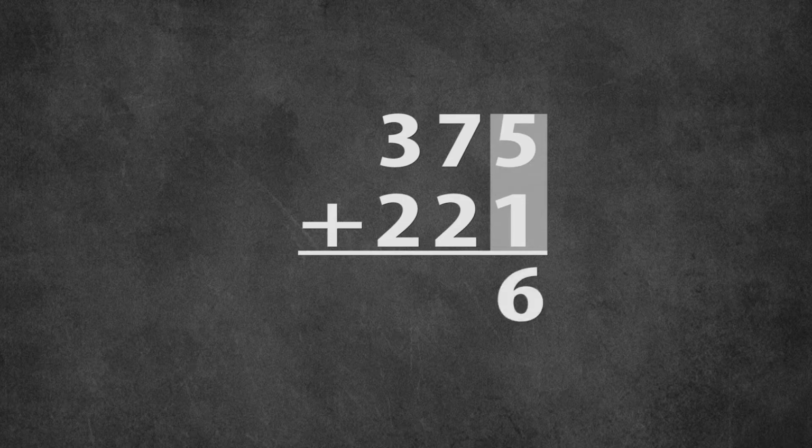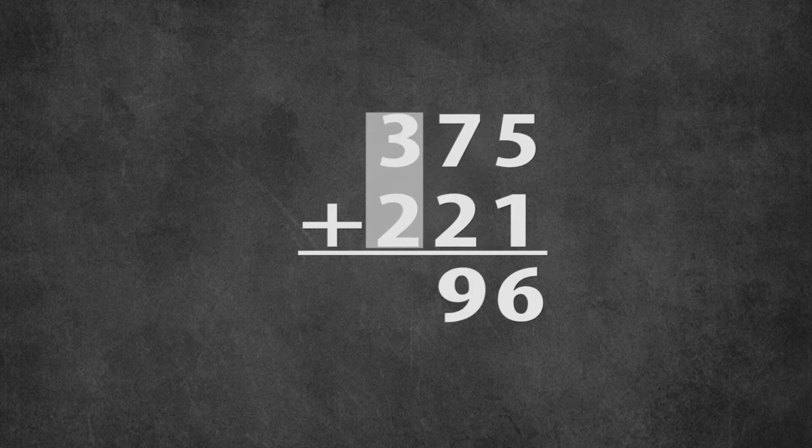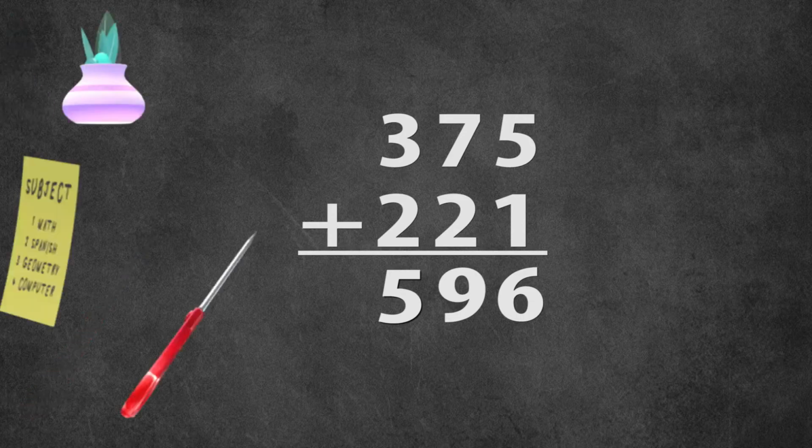5 plus 1 is 6. 7 plus 2 is 9. And 3 plus 2 equals 5. This gives us a final answer of 596. One very important thing to remember when we're setting up addition problems is to pay close attention to the place value columns when we're showing our work and writing out numbers.